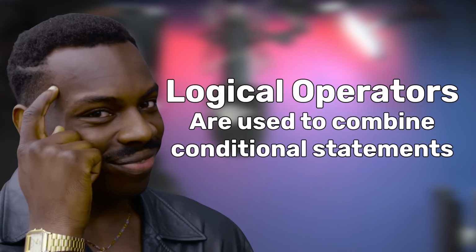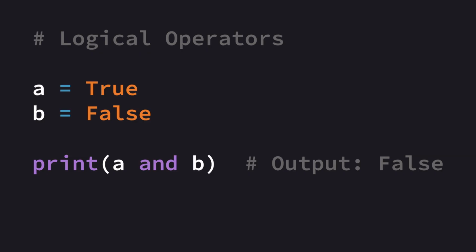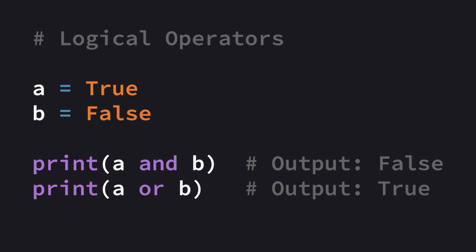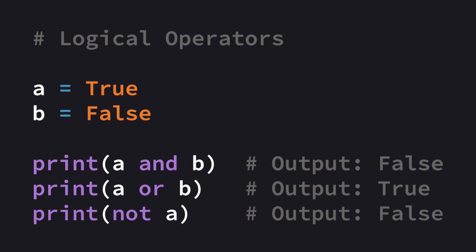Logical operators are used to combine conditional statements. And returns true if both statements are true, or returns true if at least one of the statements is true, and not reverses the Boolean value.